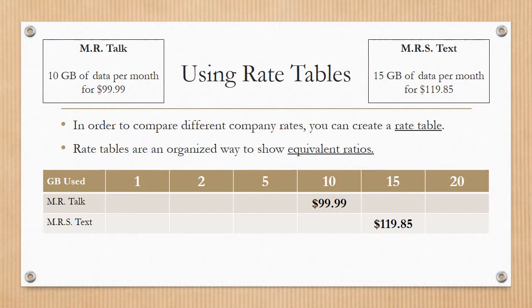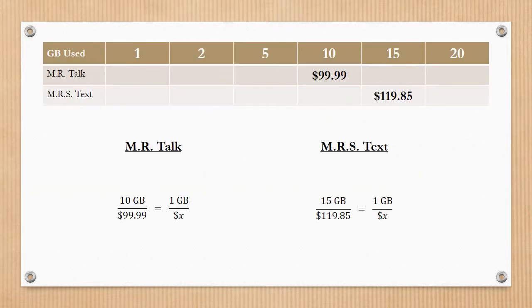So let's look here. In the top row of our rate table is the amount of gigabytes we use, and then we have a row for MR Talk Company and MRS Text Company. To fill out or complete the rate table, we can use proportions, and it's pretty much set up right for us. We know that 10 gigabytes of data is $99.99 for MR Talk, so we can start by figuring out what 1 gigabyte of data is.